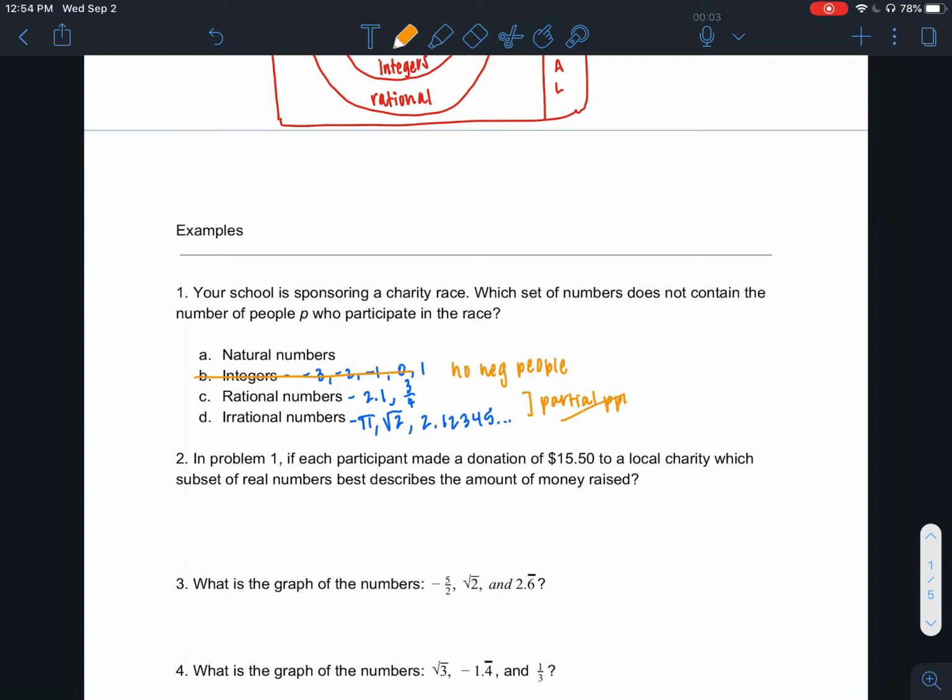Okay, we can't have partial people either, so irrational and rational numbers does not make sense. Natural numbers are our counting numbers, so that makes sense. So A is our final answer for that one.